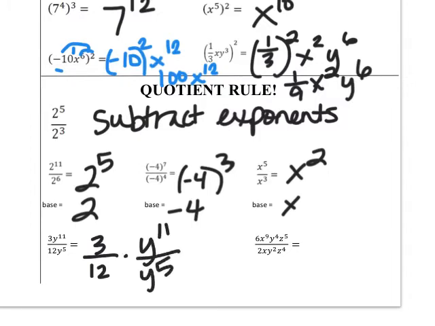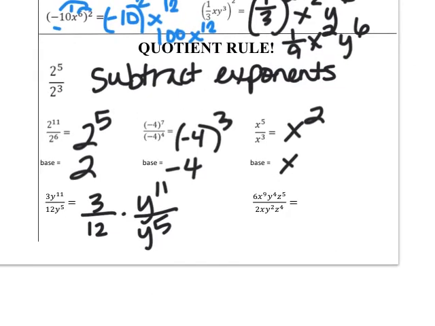And so you can really think of that as 3 over 12, which you can reduce to 1 over 4. And then I have more y's on the top, so that's going to stay up there with that. And I have more by 6. Okay.